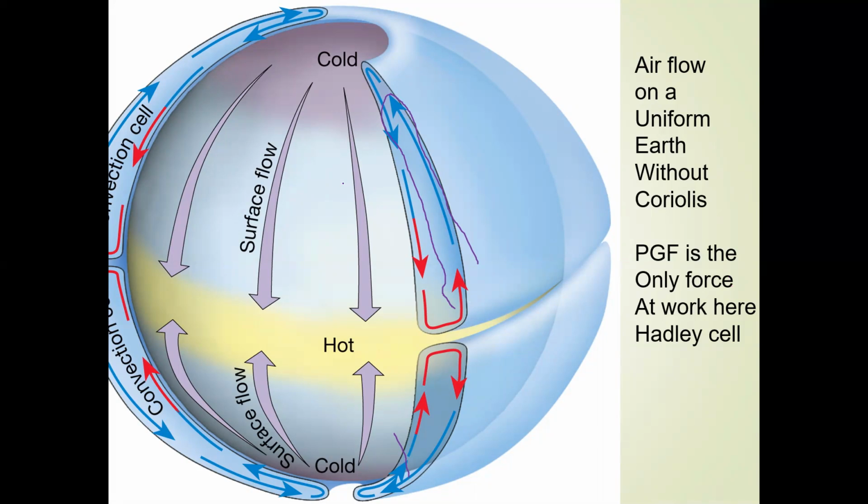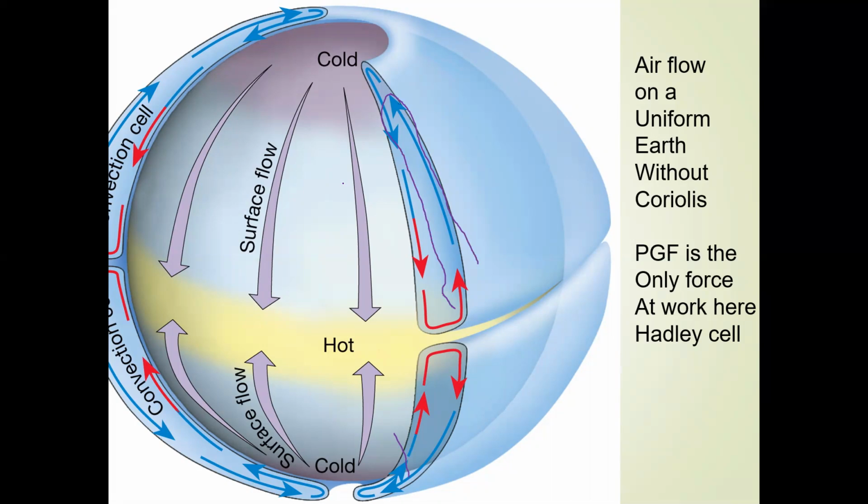It's named after the British scientist who first described that type of motion. Just a simple convection cell. Warm air rises, cools off, cold air sinks. So that's how it would be if only pressure gradient force was at work on air movement on the globe. But it's not the only force at work.